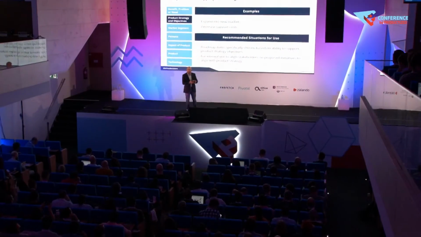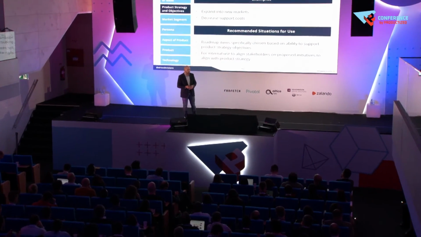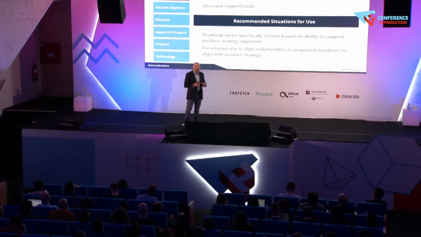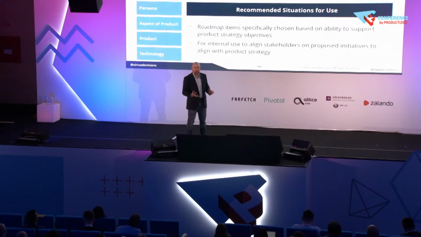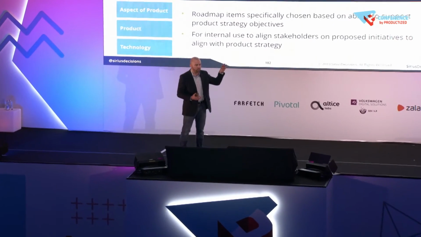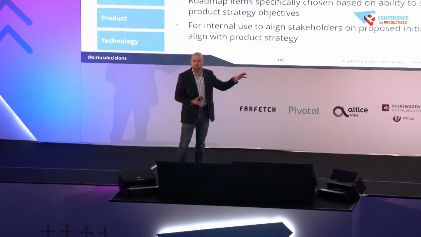You also might have specific product strategy objectives. We want to expand into new markets, or we want to decrease our support costs. And let's talk about all the different things we're going to do to support that. So if you have those specific objectives and you're choosing items for your roadmap to meet those objectives, this can be a great way. And it can also make sure that you get alignment from your internal stakeholders around whether these are the strategies and the objectives that we want to focus on.